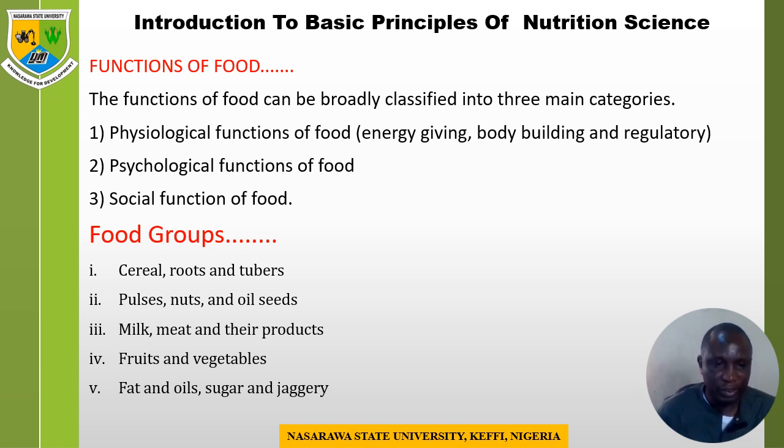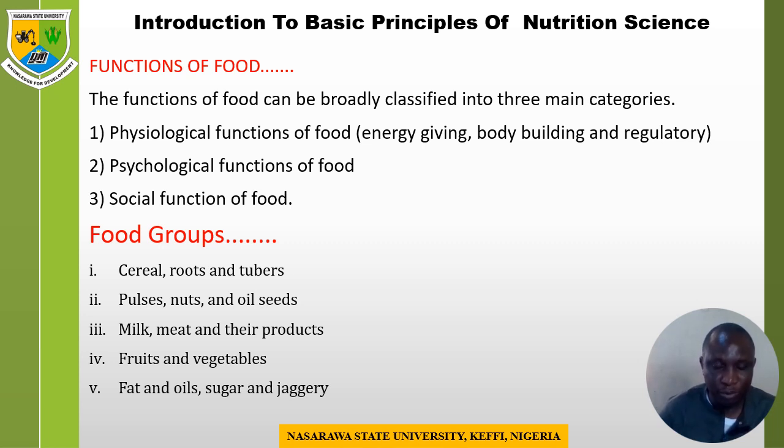The third group is meat and their products. These are the animal sources of protein. Examples, we get them from chicken, eggs, meat, liver, fish, and even cod. The nutrients obtained from this third group are protein, fat, vitamin B2, and calcium. Then the fourth group is fruits and vegetables.